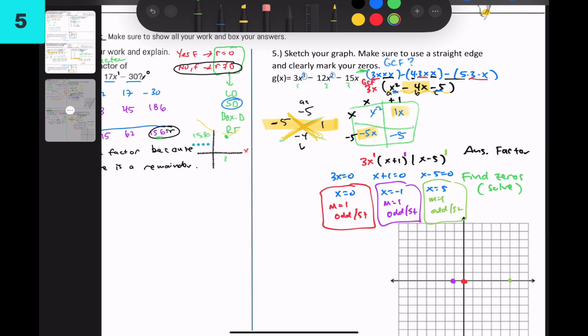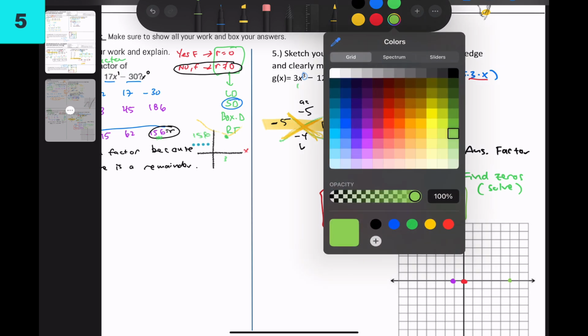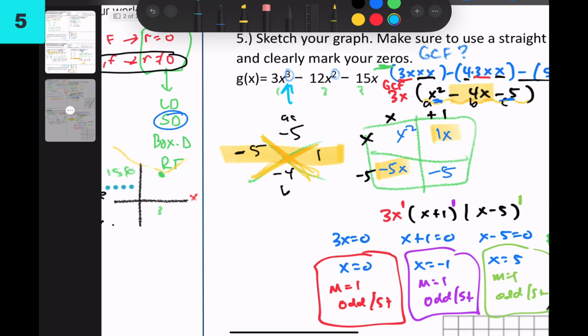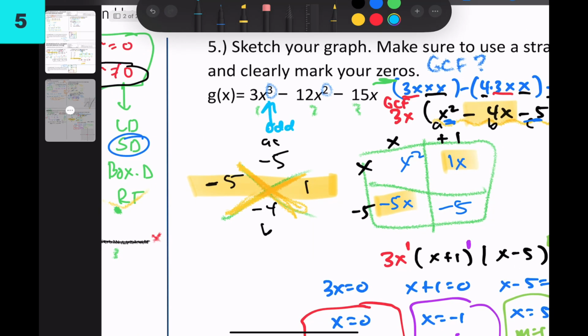Okay, some other things that we should note. This is an odd degree. And the easiest odd degree that we know is x to the first. Starts down, ends up.